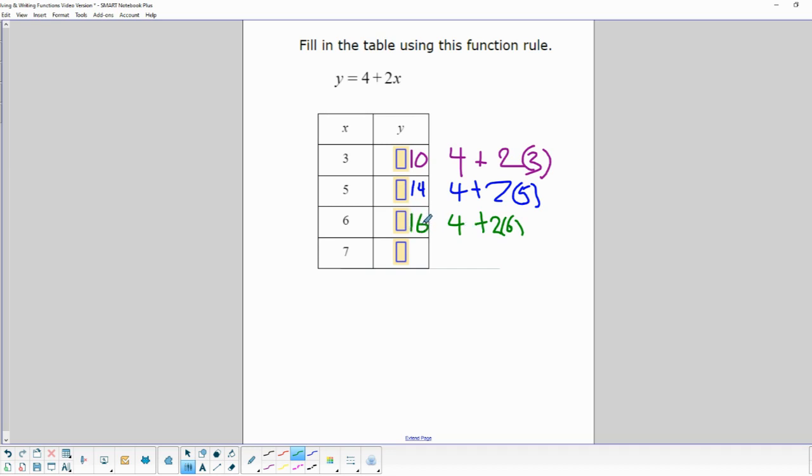You can almost see a pattern setting up here. Then for our last one, 4 plus 2 times 7. So if you're asked to do a question like this, this is what you do. 2 times 7 is 14. 14 plus 4 is 18.